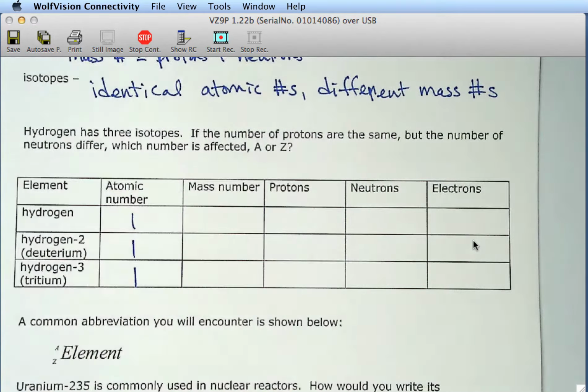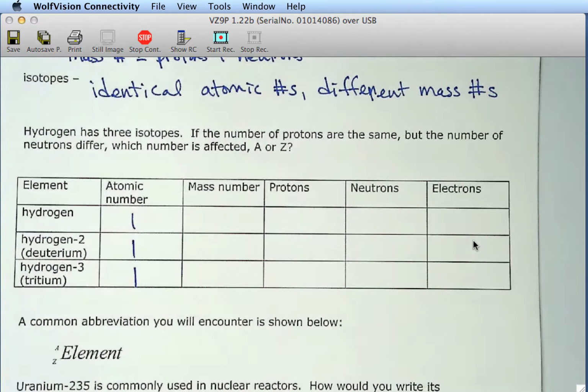So hydrogen, 1, the mass number, and I should just write this there. The mass number is 1. The number of protons would be how many? 1. How many electrons? 1. And how many neutrons are there? 0. It's pretty strange, isn't it? But that's how it works.